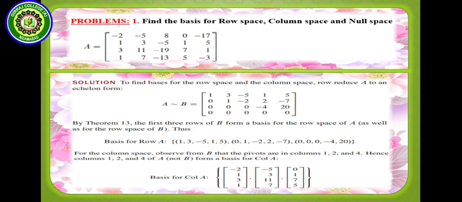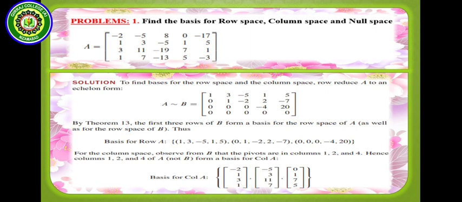Non-zero rows form a basis for row A. By the theorem, which are the pivot columns? First, second, fourth are pivot columns. So these three columns form a basis for the column space. In the echelon form, non-zero rows form a basis for the row space, pivot columns form a basis for the column space, and non-pivot columns form a basis for the null space.